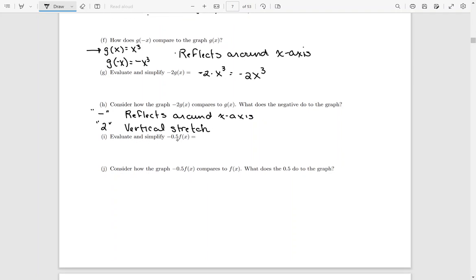And then evaluate and simplify negative 0.5 times f of x. So I multiply negative 0.5. Notice that's not inside the function. I'm not putting it in for x. I'm just multiplying negative 0.5 times whatever f of x was. In our case, f of x was x squared. So this is negative 0.5 x squared.